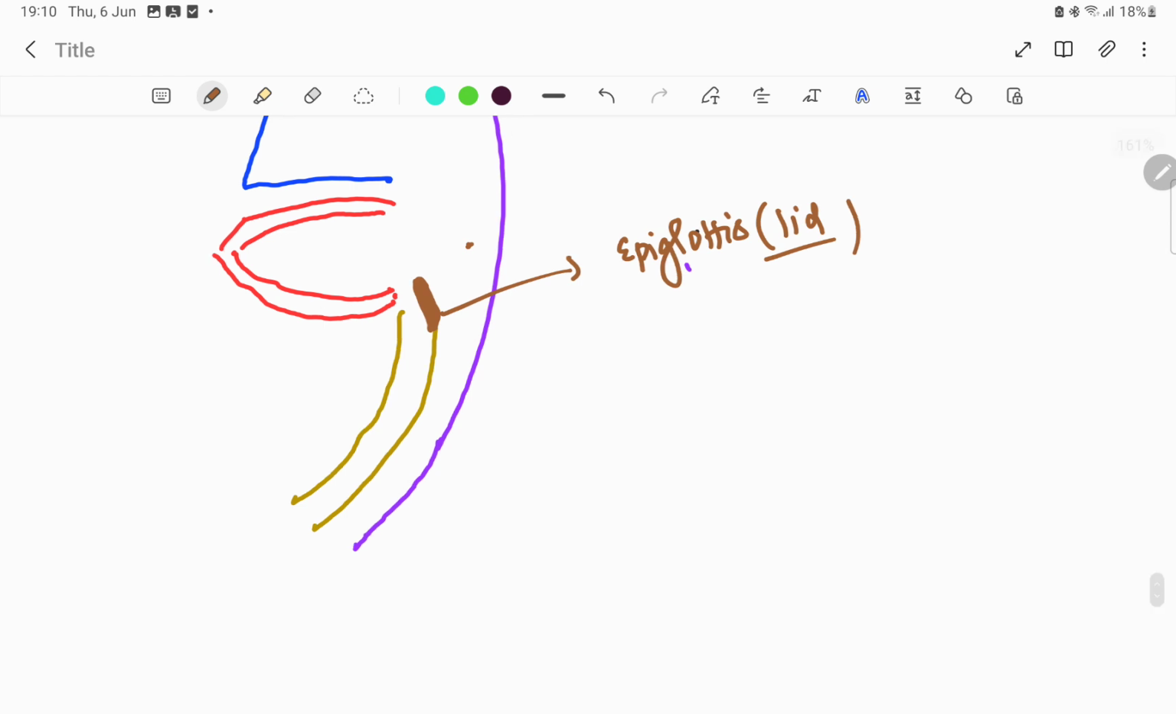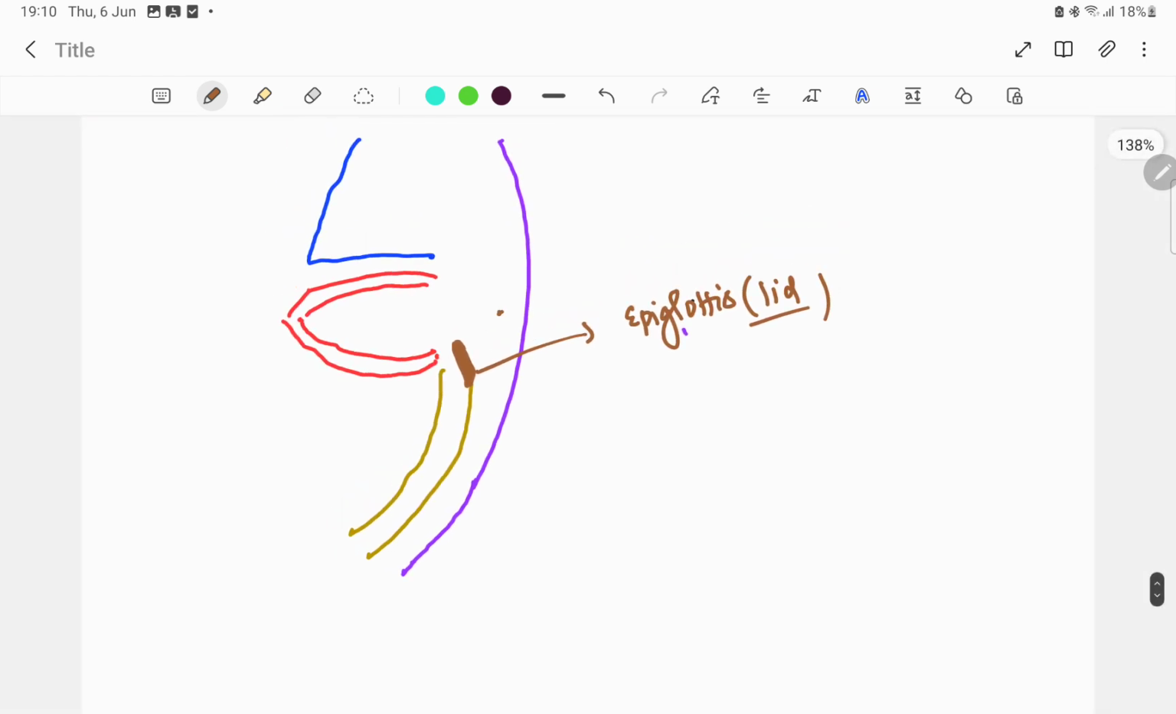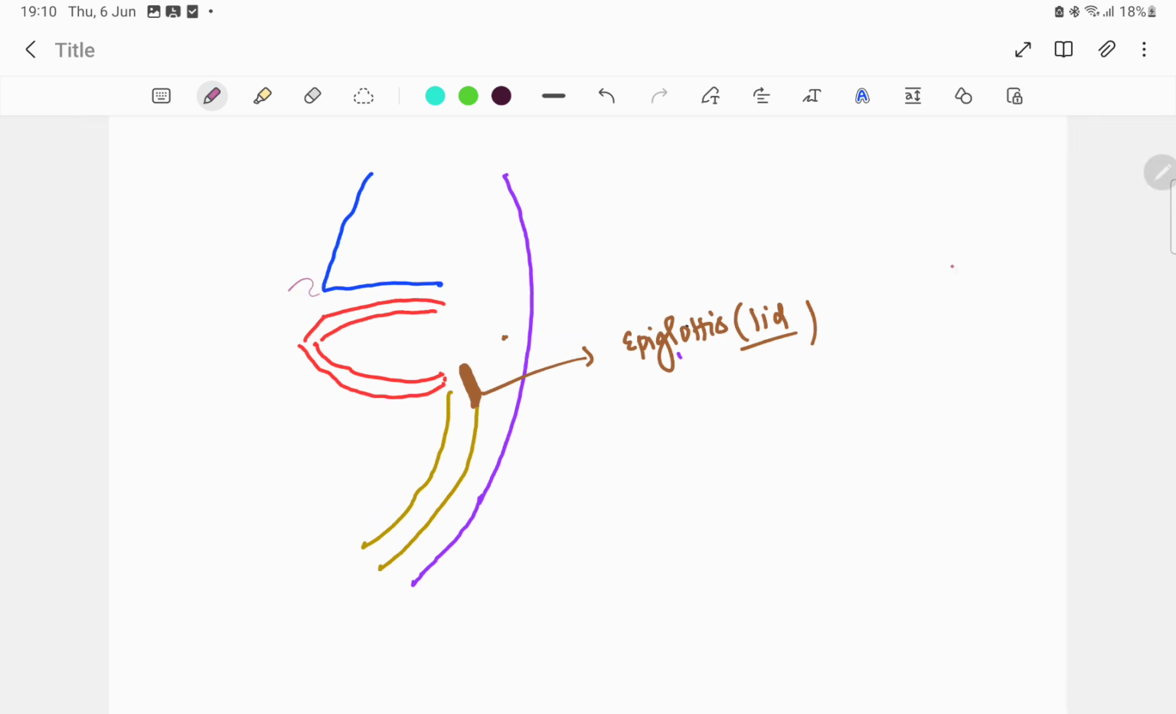It closes some tubes. Okay. Now we are going to trace the entry of air into the respiratory tract. See here, via the nose, the air enters.